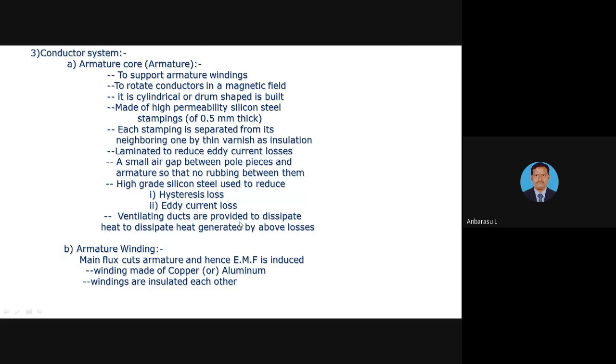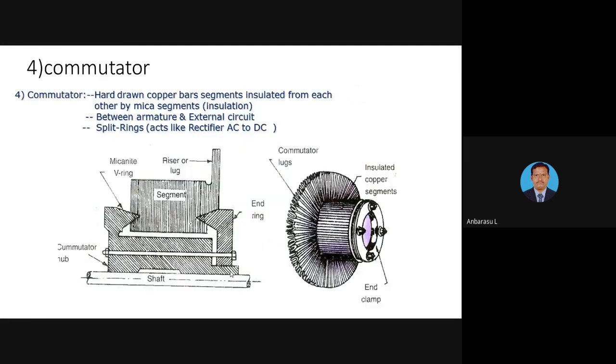Ventilating ducts are provided to dissipate heat generated by the above losses. So next one is armature winding. Armature winding is the main flux-cutting winding, in which EMF is induced in the conductors. It is made up of copper or aluminum. Windings are insulated from each other with the help of insulating papers.